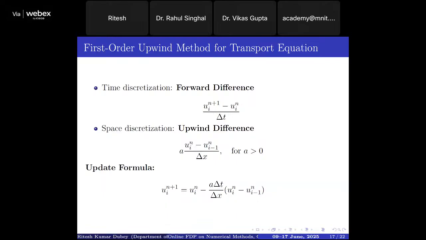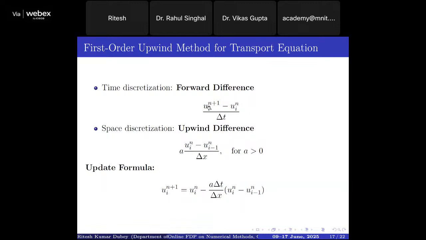So what we are doing: the partial derivative of u with respect to t, del u by del t, is discretized by the forward difference formula, and the space derivative del u by del x is discretized by this backward difference formula. It is also called upwind difference, but let us take the backward difference formula. So in time we are using the forward difference, and in space the backward difference.